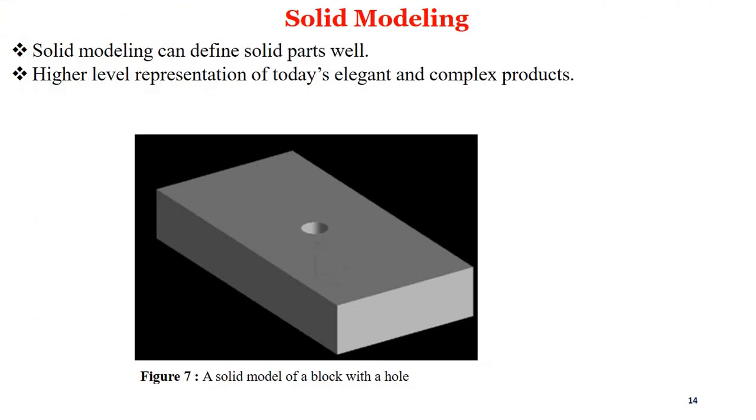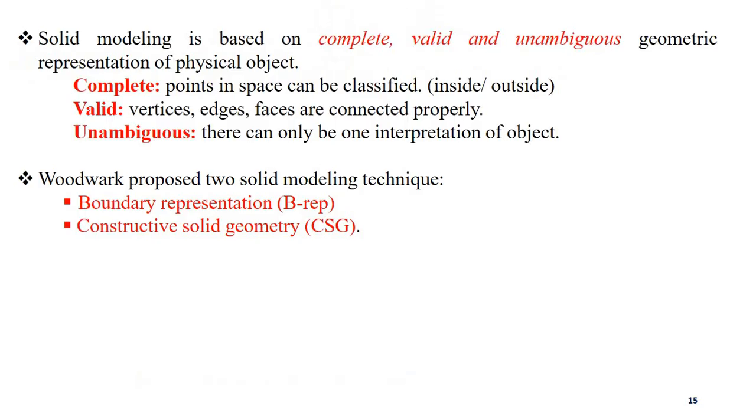Solid modeling can define a solid part well, with higher level representation up to elegant and complex parts. We can interpret all these shapes, all the corners, all the parts by using solid modeling. Solid modeling is based on a complete, valid, and unambiguous geometric representation of the physical object. First is complete.